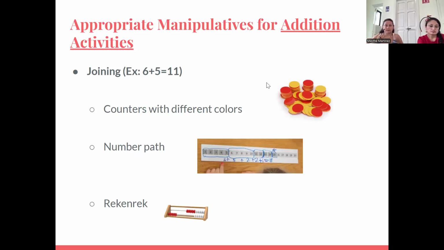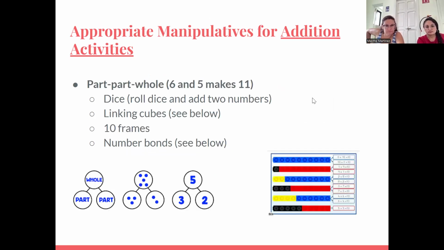So when you're doing addition, you can use manipulatives like counters. You can use the number path when they have enough experience with the manipulatives. You can do rack and rack to move it along, to join and take away kind of activities. With addition, it's important that we focus on part whole, meaning that two numbers create a larger number, and we call that part whole. The whole is 11 in this example.